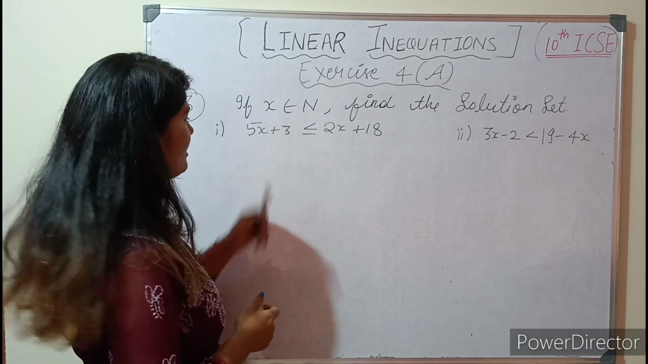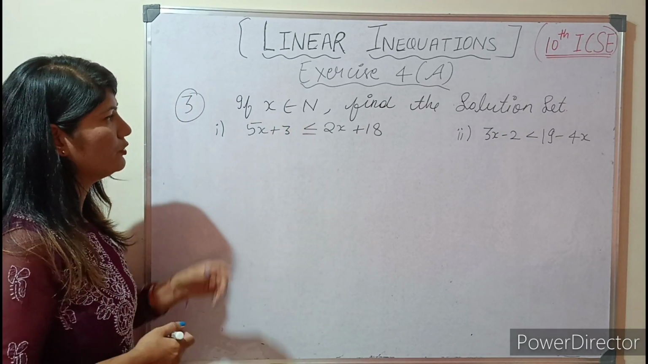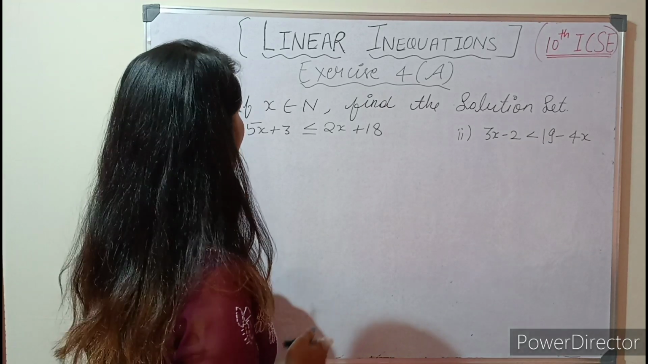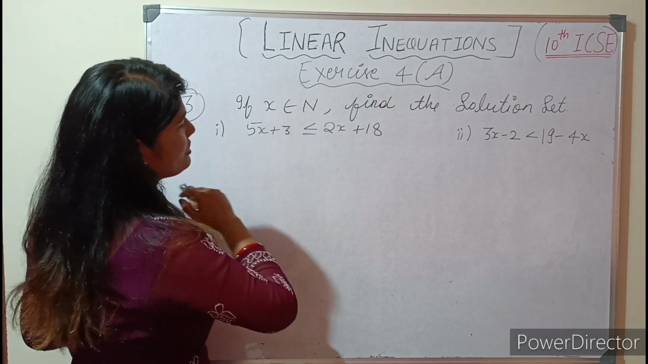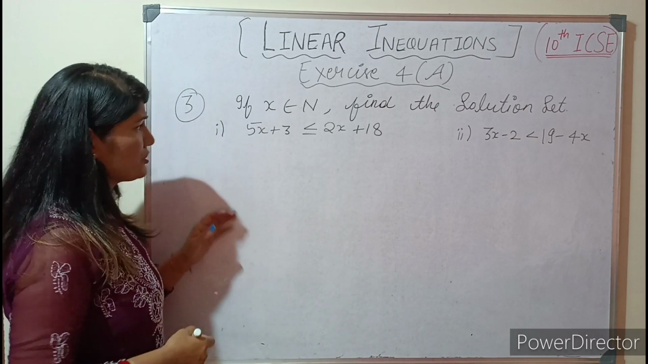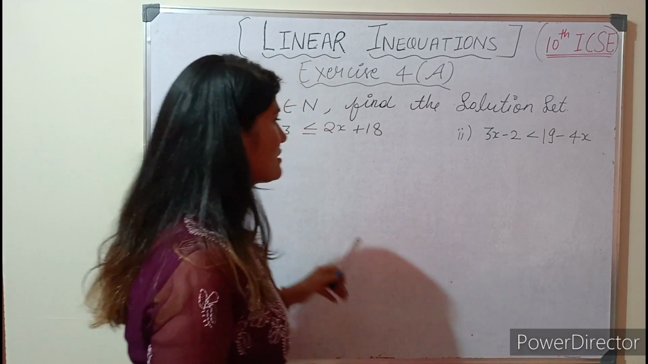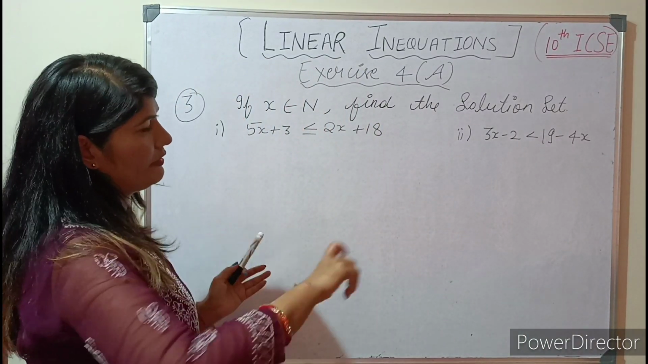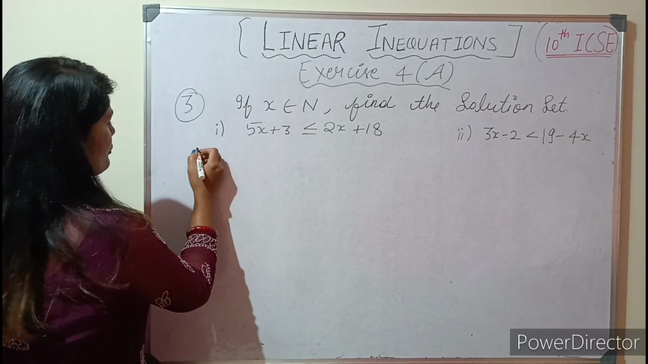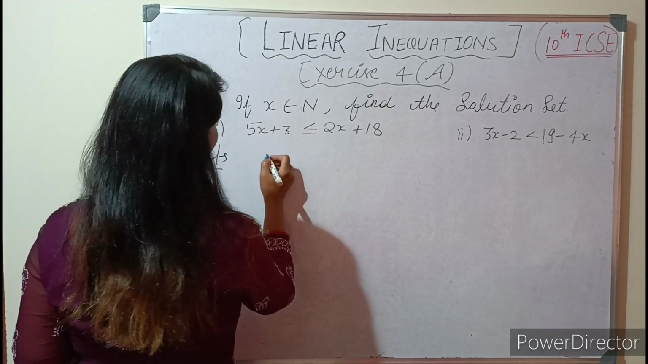Now moving to the third sum, if x belongs to N, so here N is the natural numbers, find the solution set, and the first part is 5x plus 3 is smaller than or equal to 2x plus 18. So here in this case you have to find the solution set. Solution set means before this you have to find the value of x and then find the solution set. So here let's start solving.